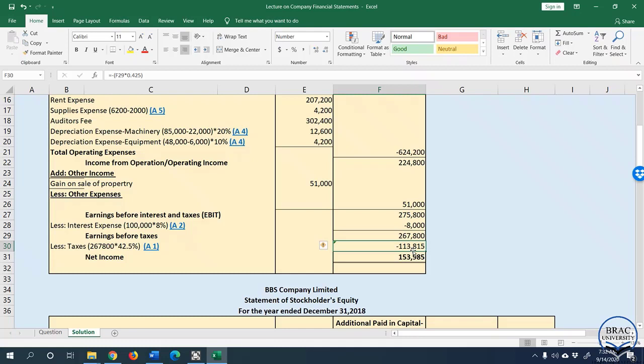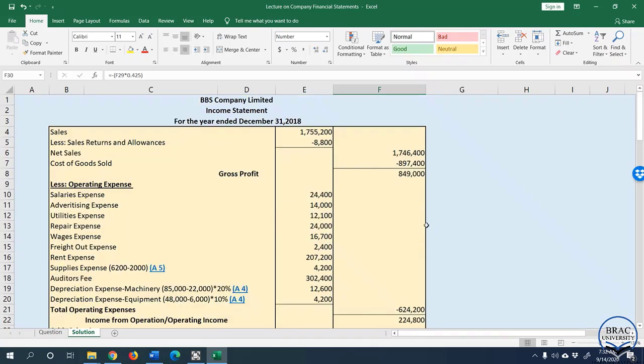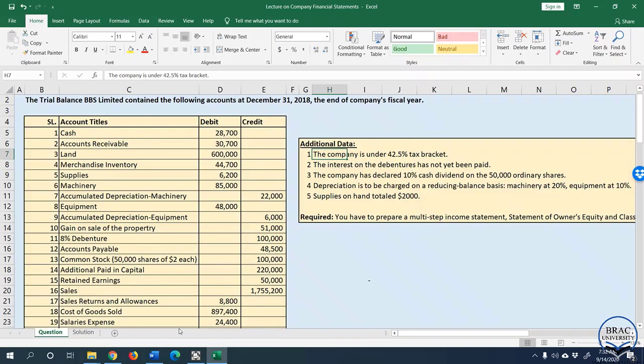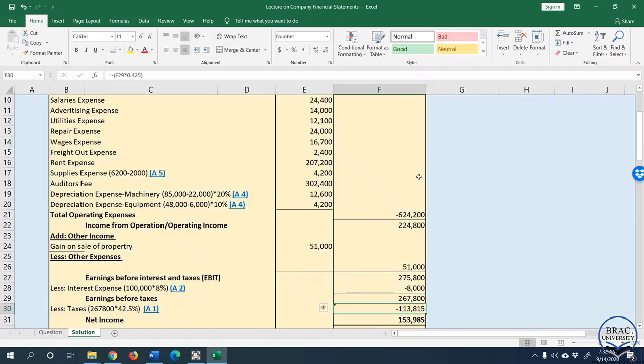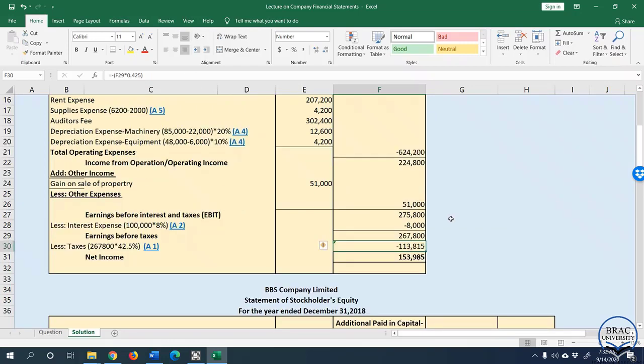So this is the tax we actually have to pay to the government, not now but very soon in the future. This is the tax we have to pay from the profit we have made in this particular year, the year 2018. So from the 2018 profit we have to pay 1,13,815 to the government as taxes. Just think about that. Right now we have just calculated the tax. Have we paid the tax to the government? No. But we have calculated the tax, and according to the accrual principle, we should record it as an expense immediately.